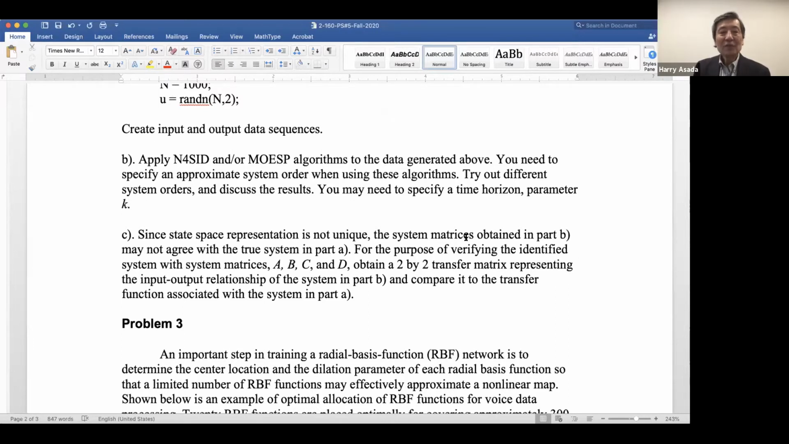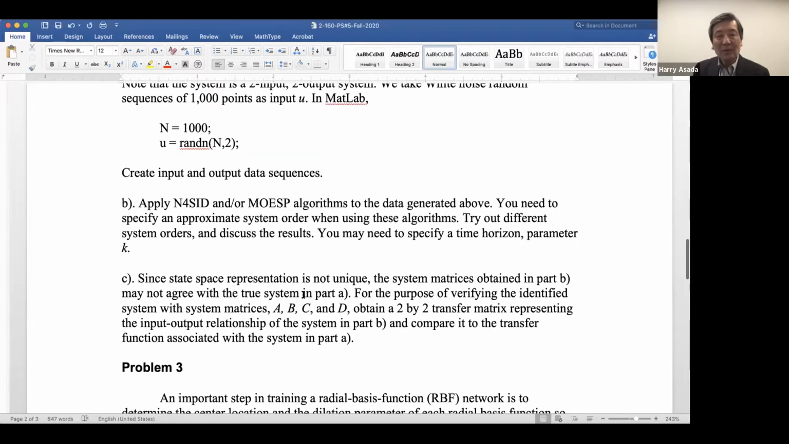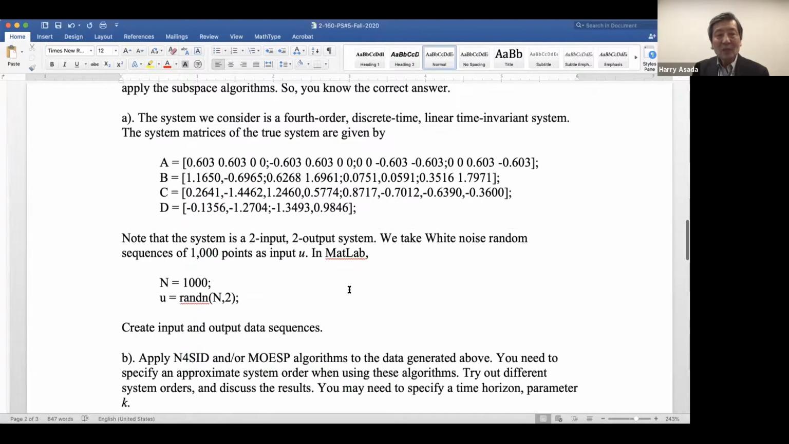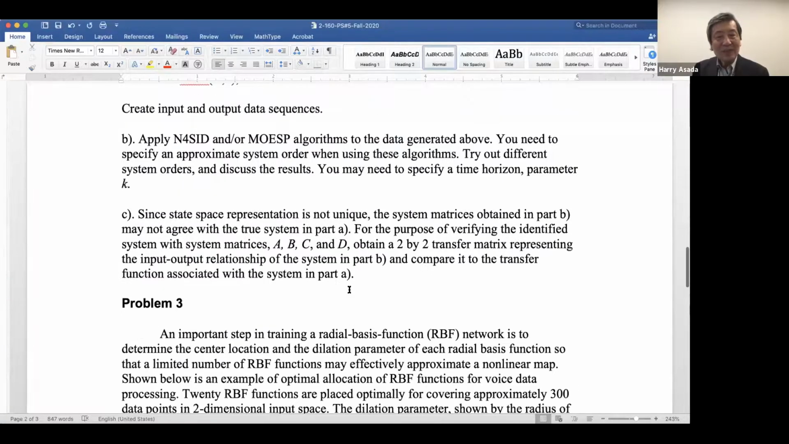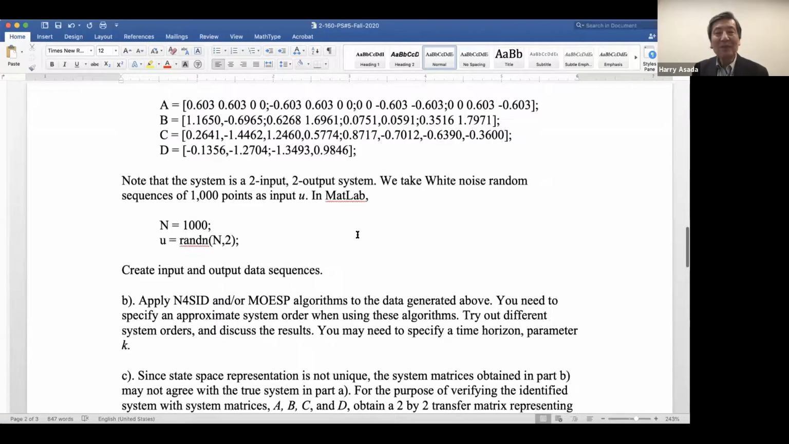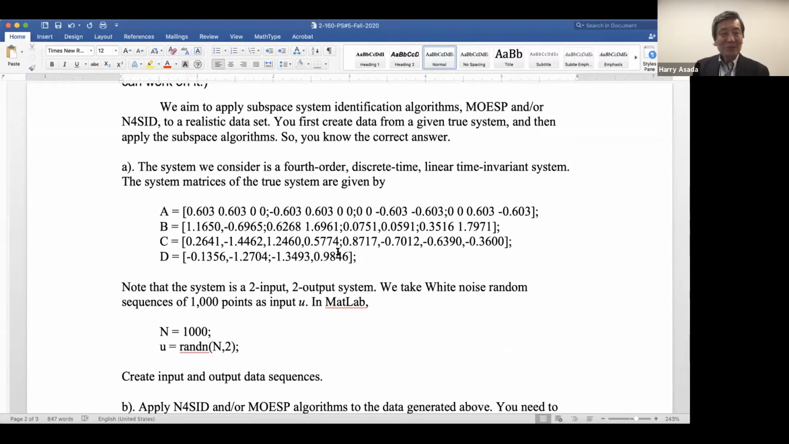Okay, so with that you can get the ABCD matrices corresponding to the data you have created. Now the question is, when you look at the ABCD, surely they are different from the original, and you scratch your head. Have you done something wrong?